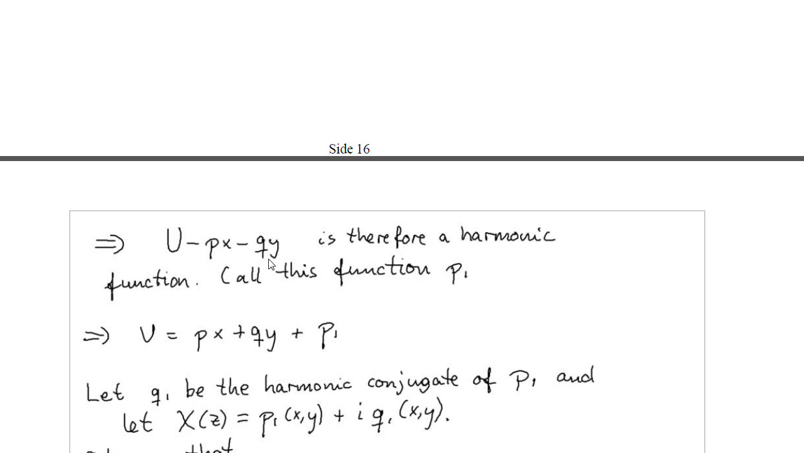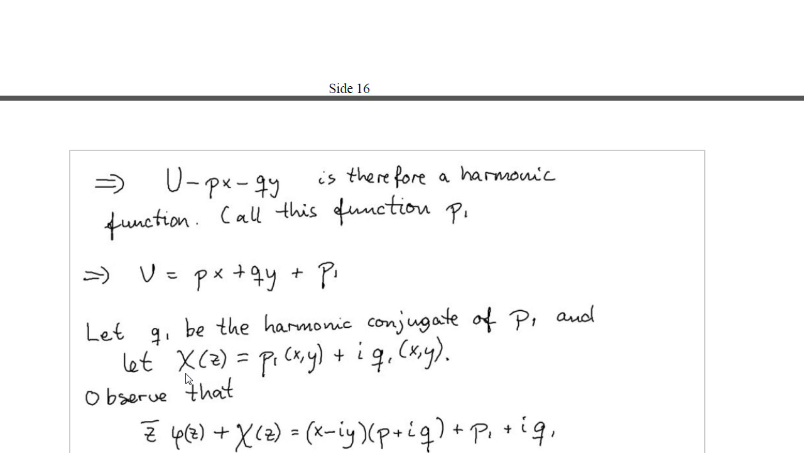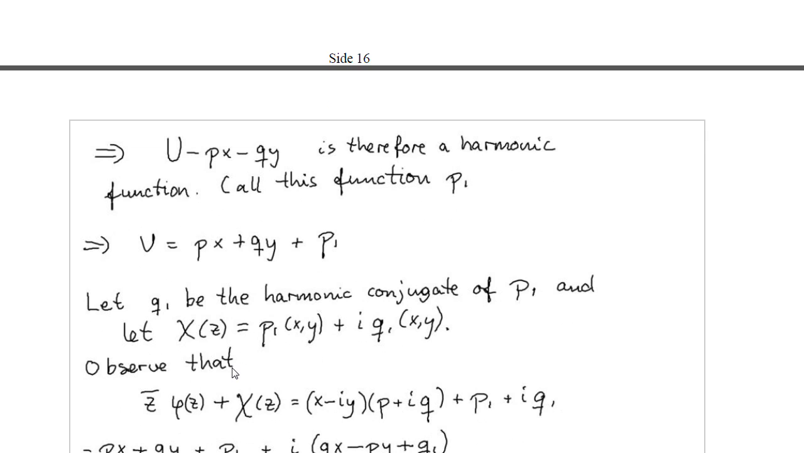So we call this function p1. We call this function p1, and if this is equal to p1, then U must be equal to this sum of functions. We can also denote some other function q1 to be the harmonic conjugate of this p1, and then we obtain an analytic function, or if you like, the complex potential corresponding to p1.